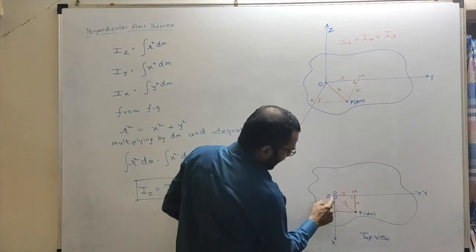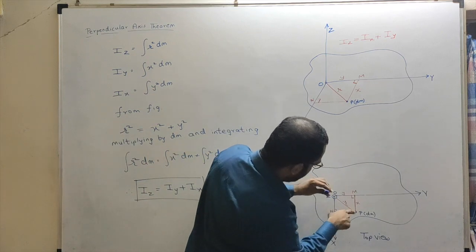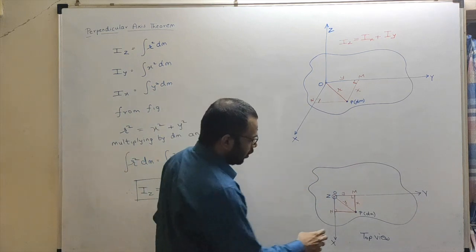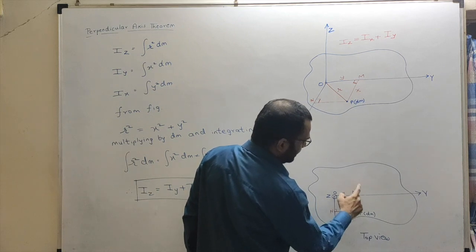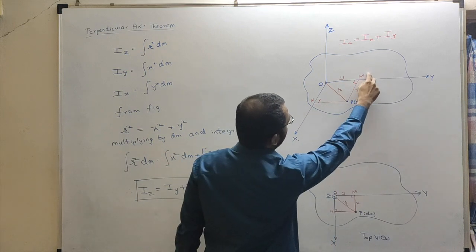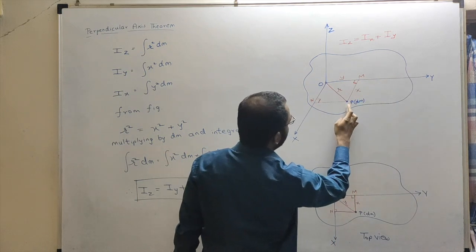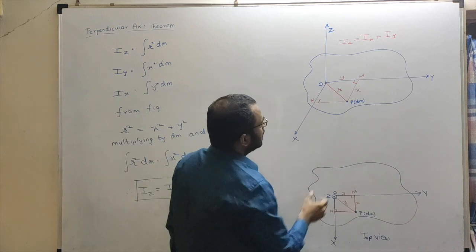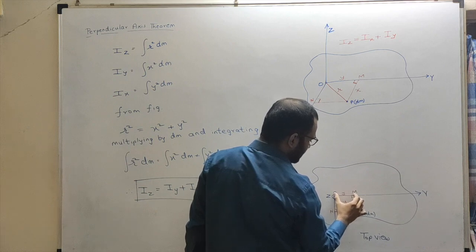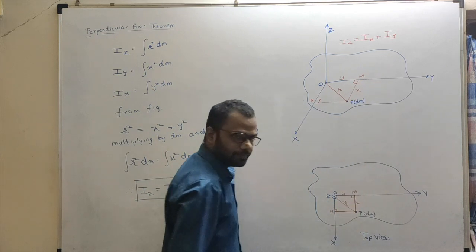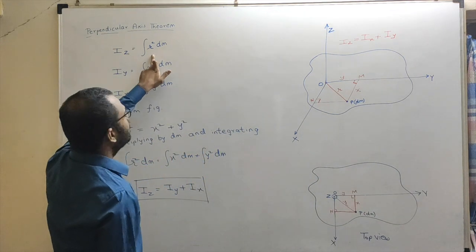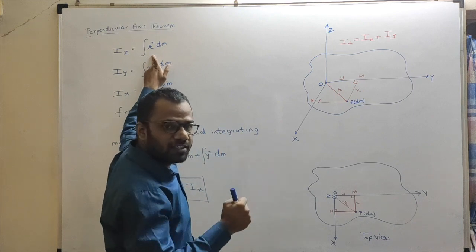As you can see, R is the perpendicular distance from the Z axis. So integration of R square dm will give us Iz. Drop a perpendicular from P on the y axis. Let M be the point. PM is perpendicular to the y axis. PN is perpendicular to the x axis. So obviously this distance will be nothing but the y coordinate, and this distance will be x, right? So Iz will be what? Integration of R square dm, because R is the perpendicular distance from the z axis.